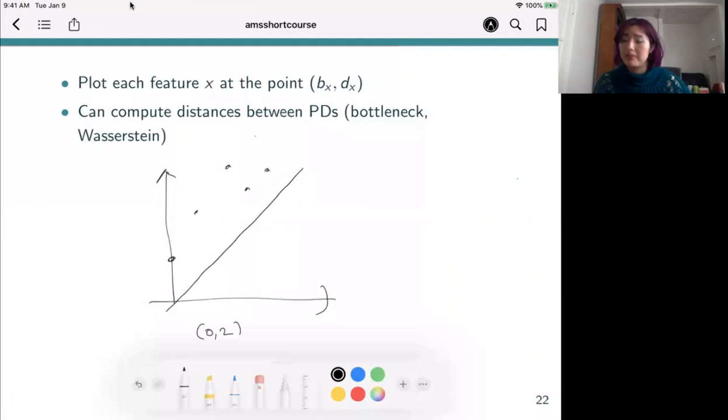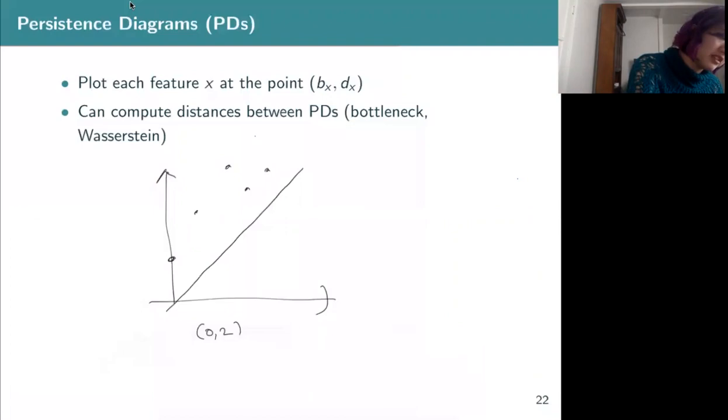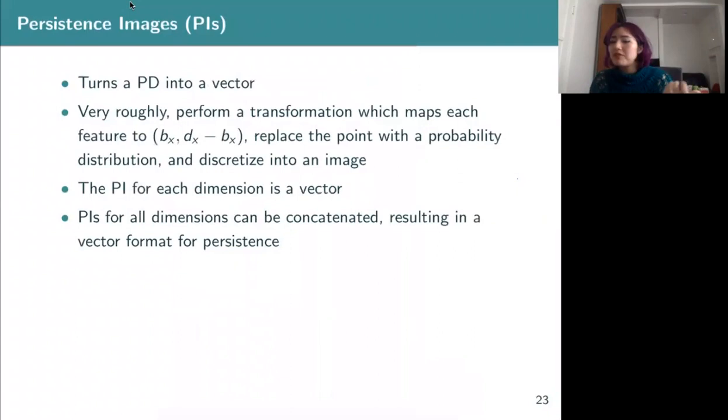The last one that I'm going to explicitly mention is persistence images, which is very similar to a persistence diagram, but it turns the persistence diagram into a vector. The way it does this is that, where I drew a point on the persistence diagram before, instead you put a probability distribution where each of those points are, and then you discretize it into an image. The main advantage of this method is that images are vectors. So once you have a vector that represents your topological information, you can put that into a machine learning algorithm. Any algorithm that takes in vectors, basically, this becomes a potential input for. So that's a really useful thing that you can do with persistence images.